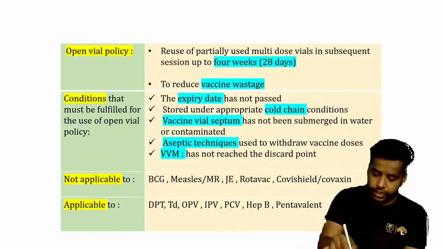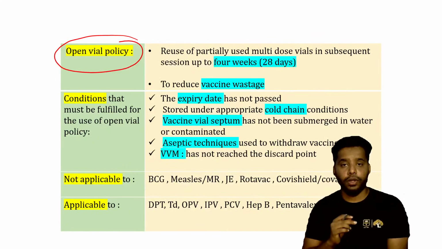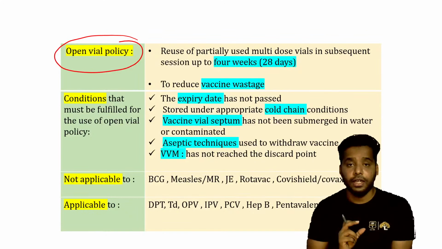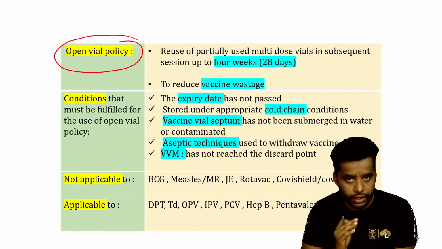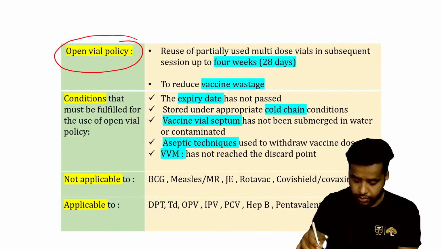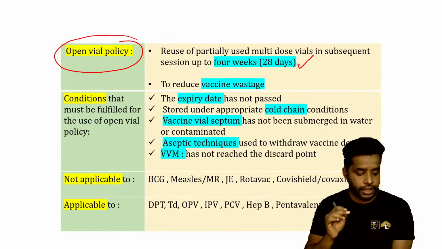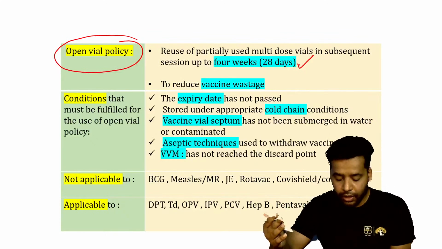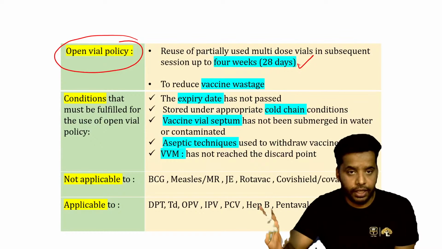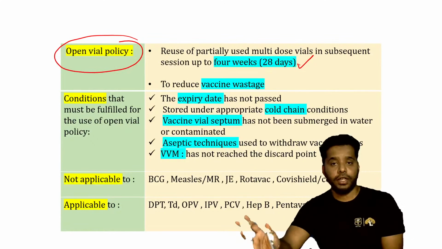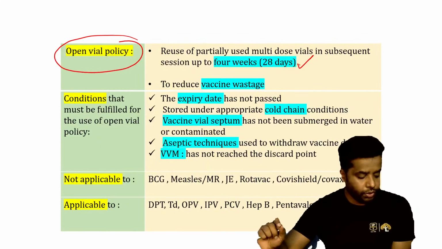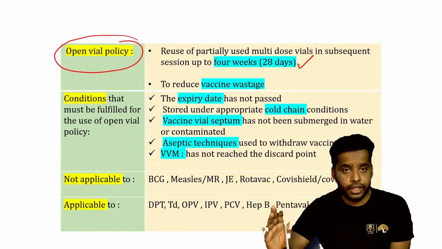So the third thing which is important for you is the open vial policy. Highlight this point, open vial policy. If I'm opening a vial, half used vials can be used in the next sessions also. For how many days? Once I mention date and time, how many weeks can you use it? It is 28 days. 28 days means 4 weeks. So once you mention date and time, you can use it in the next session for 28 days.